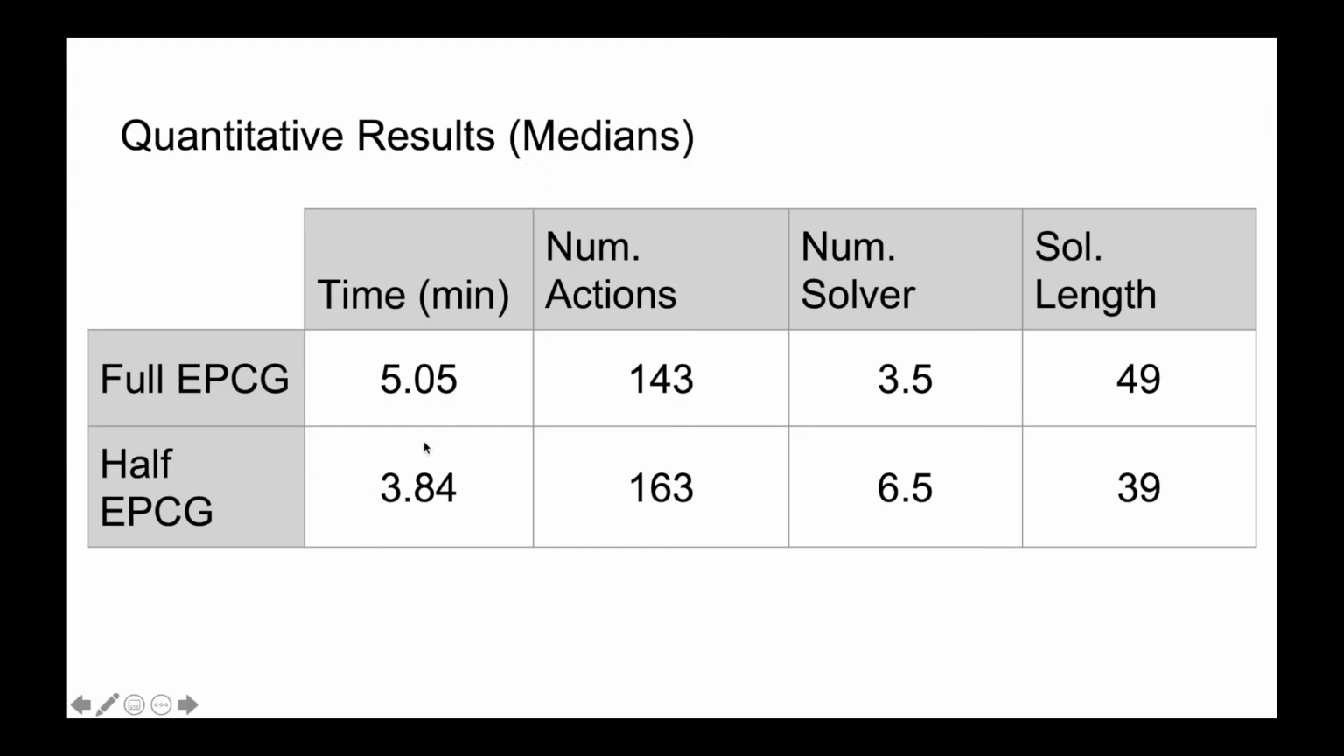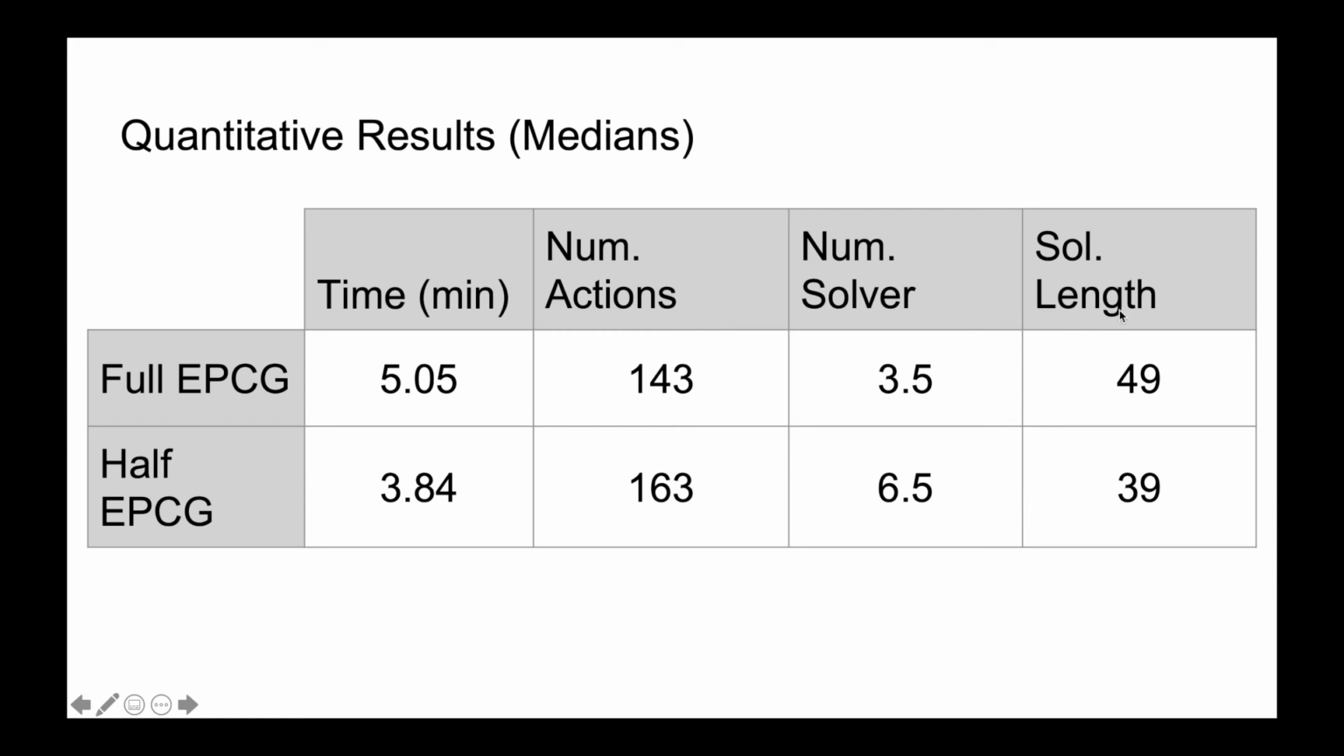We have time, the amount of time taken, number of actions, number of times used the solver, and the solution length. So people overall took more time with the EPCG editor, that variation, but they did fewer actions and used the solver less frequently. So we're taking this to mean that this is just the time it took to sort of interpret the visualizations, to understand the visualizations.